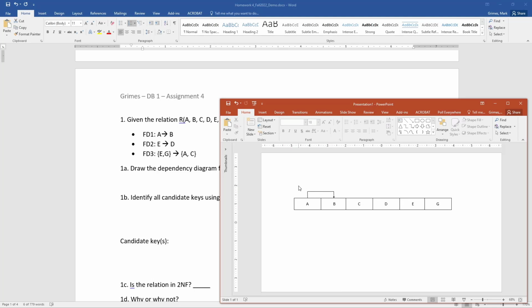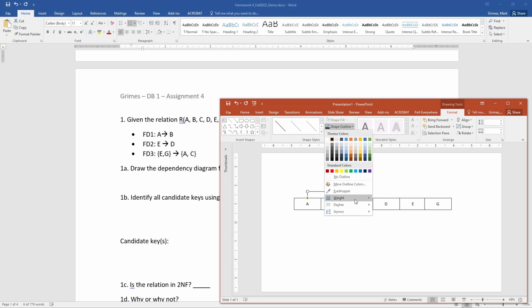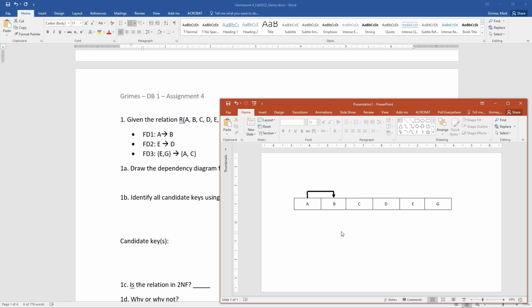And just to make this a little prettier, I'm going to make these lines a bit bolder. Let's go to maybe a 4-point line, something like that. All right, so that's our first functional dependency. A functionally determines B. And then I'm just going to copy this. We need E determines D. So I'm going to do like that and then just kind of drag this over.